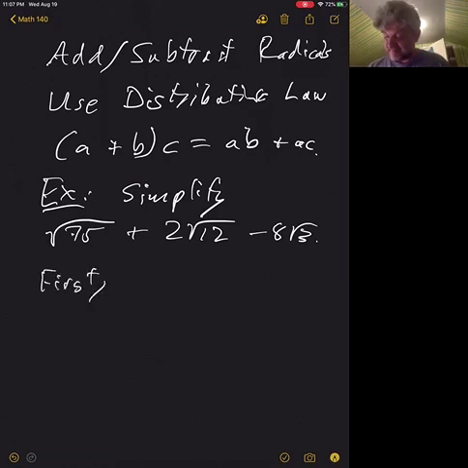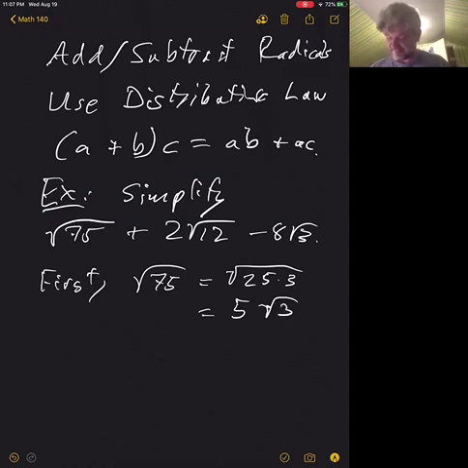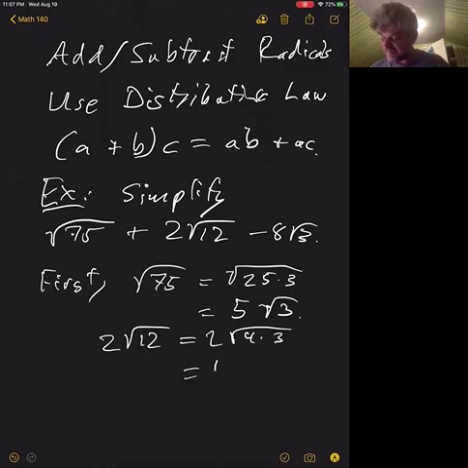So square root of 75 is square root of 25 times 3, which is 5 times square root of 3. We've done that in the previous example. And we can do something similar with 2 times square root 12. That's 2 times square root of 4 times 3, which is 4 times square root of 3.